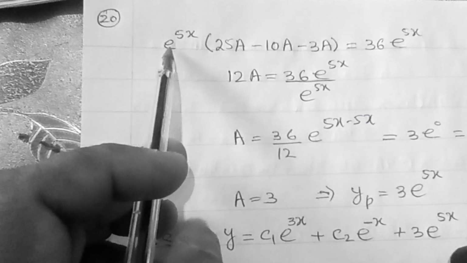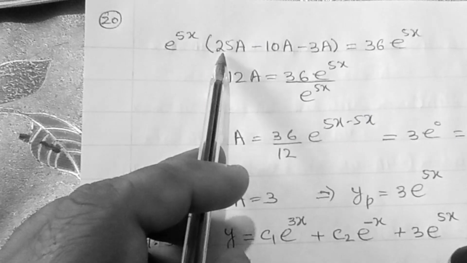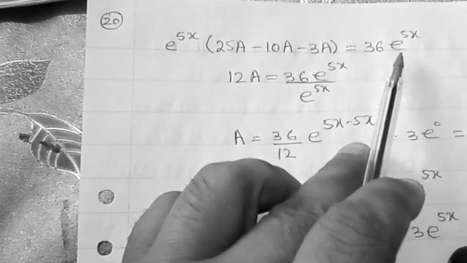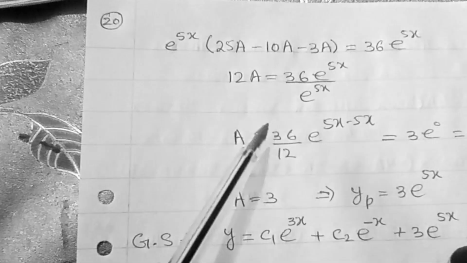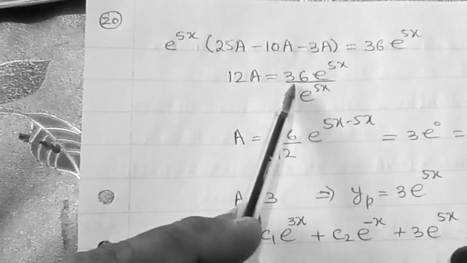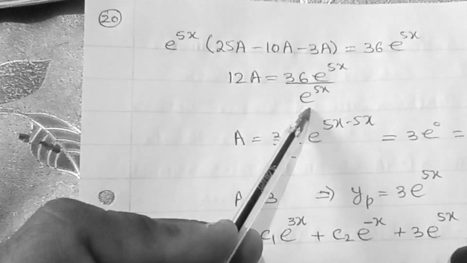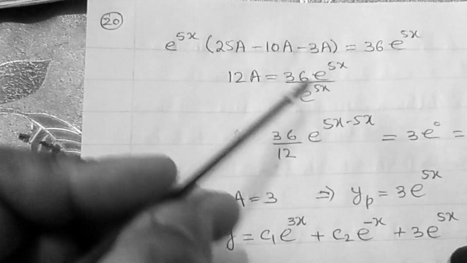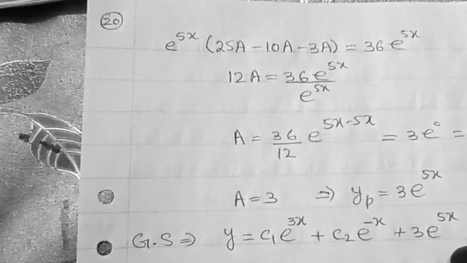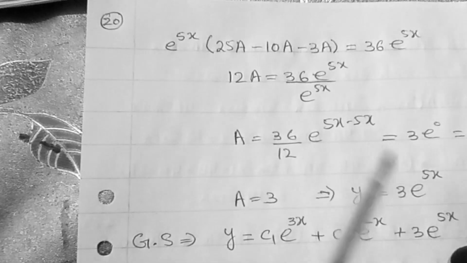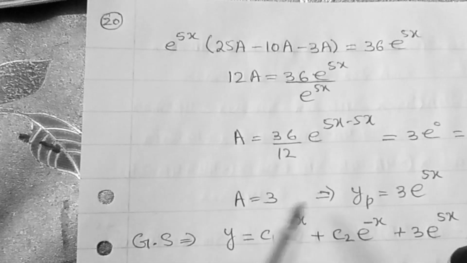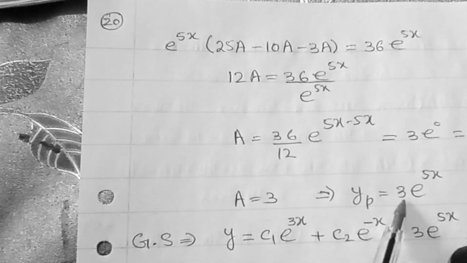So exponential 5x is common. Remaining terms 25a minus 10a minus 3a is equal to 36 exponential 5x, and that is 12a is equal to 36 exponential 5x divided by exponential 5x. This will be cancelled out, or bases same, powers combined, that would be exponential 0, that is 1. So 12a equals 36, so the value of a here is 3. So a is equal to 3, so that yp becomes 3 exponential 5x.